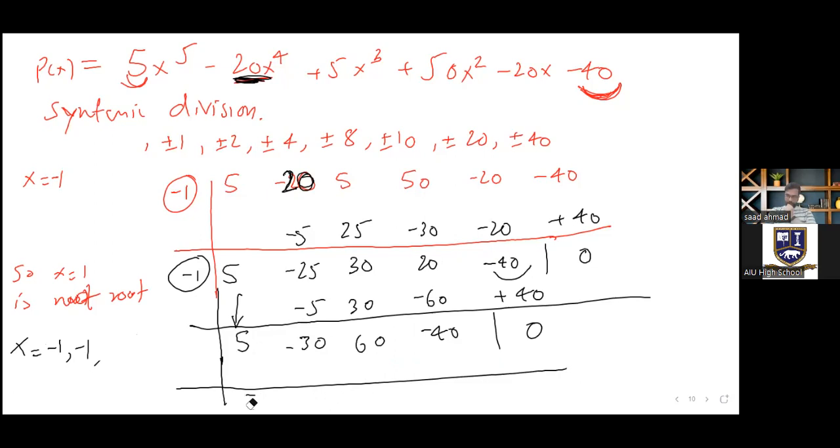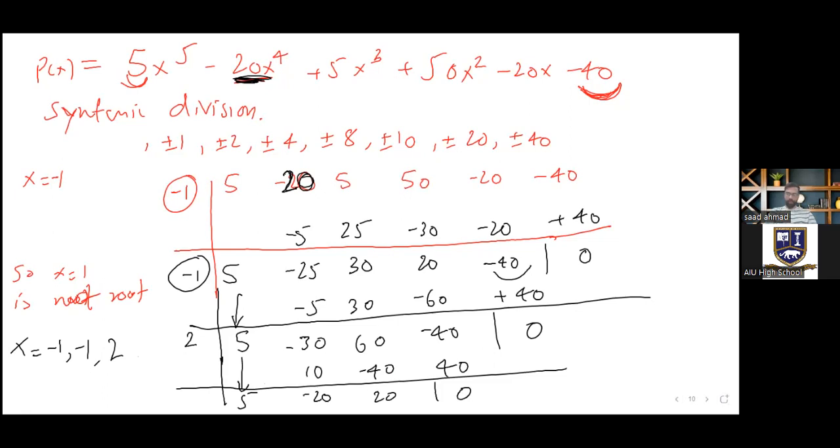Let's check 2. Is 2 a root? So let's check if 2 works. 5 times 1 is 5. It comes down as it is. 5 times 2 is 10. This will become -20. -20 times 2 is -40. Okay, it will give us 20. 20 times 2 is 40. So this gives us 0. So 2 is also a root, because 2 gives us 0 when we do the synthetic division.